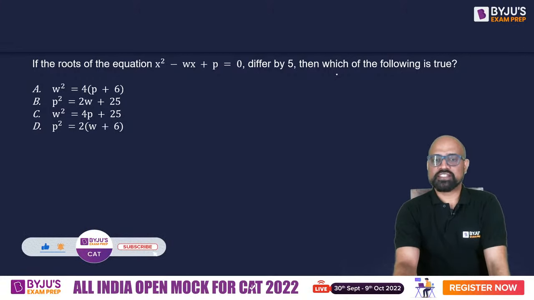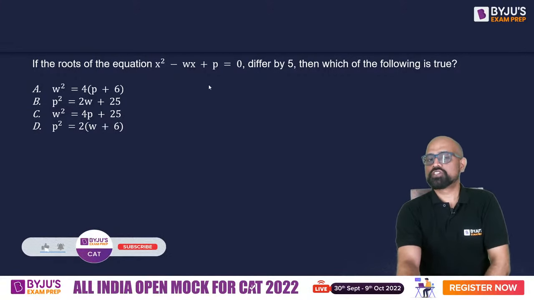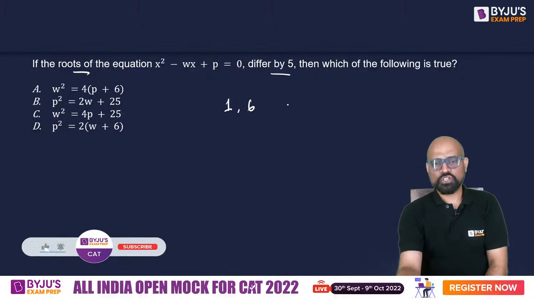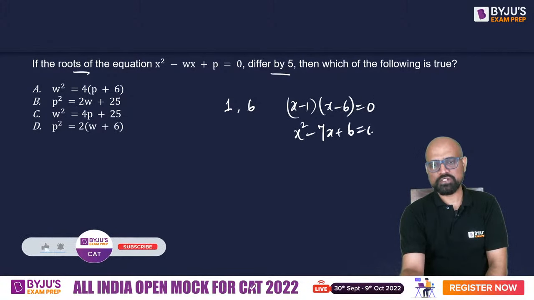If the roots of this differ by 5, then which of the following is true? So all you have to do is find out two roots which differ by 5. So I will take one root as 1 and the other root as 6. इनका difference 5 है ना? So the quadratic is going to be (x minus 1)(x minus 6) equal to 0, or x square minus 7x plus 6 equal to 0.